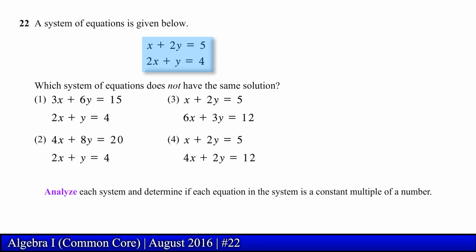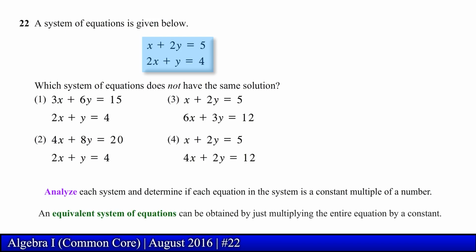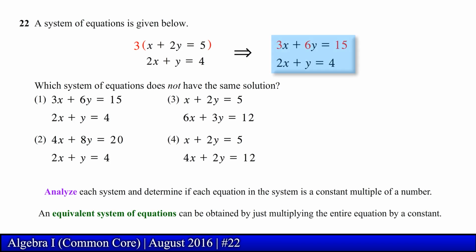multiple of a number. Recall that an equivalent system of equations can be obtained by just multiplying the entire equation by a constant. For example, if we take the original system and multiply the first equation by 3, we would obtain the following. This new system of equations would still have the same solution as the original system of equations. Notice that this system matches option 1. This means that both of these system of equations have the same solution.